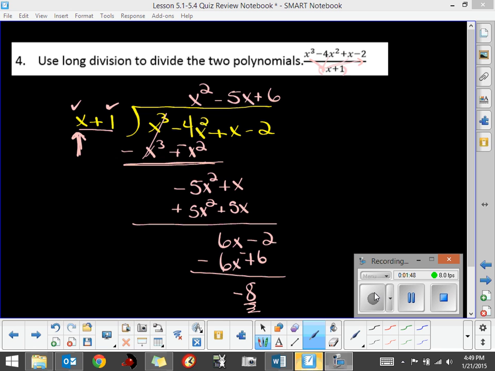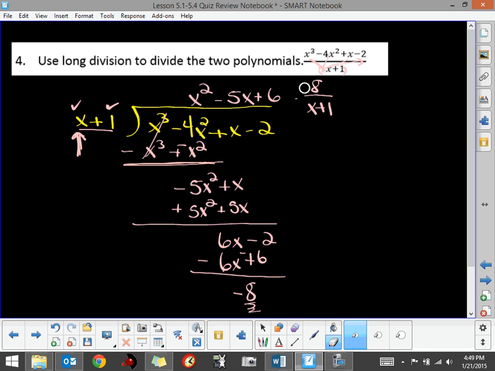So you have a couple of options here. You can put plus a negative 8 all over your divisor, which is x plus 1. If you don't like the double sign, plus a negative, your other choice would be to just put minus there instead. So it's either minus 8 over x plus 1 or plus a negative. That is not a big issue for me at all.